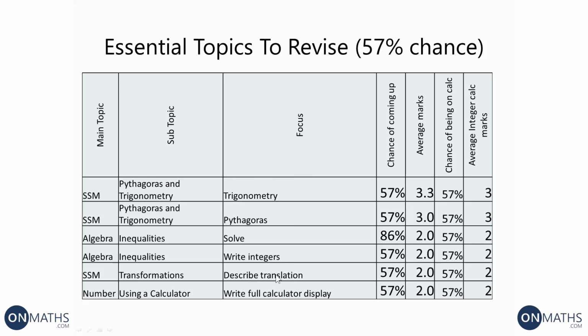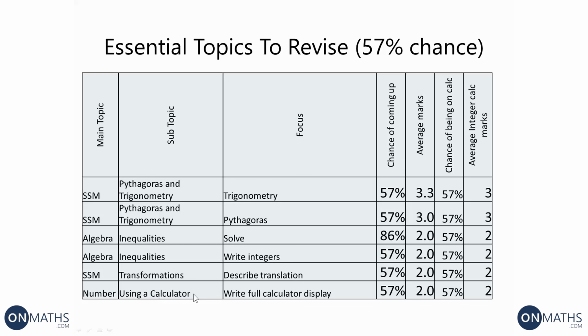Transformations, describing translations have come up quite a lot. Now, translations weren't on the last paper, although it did have 2 transformation questions. Again, it makes it a little bit less likely to come up, but given the fact it's come up 57% of the time on the calculator paper, it will be worth revising. Remember, for translations, the top one is how far right and the bottom one is how far up, and if you do it with jumps, it's nice and easy.